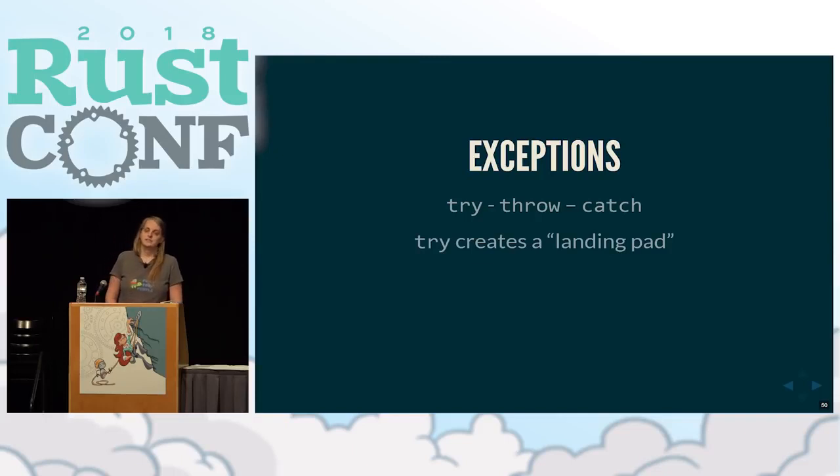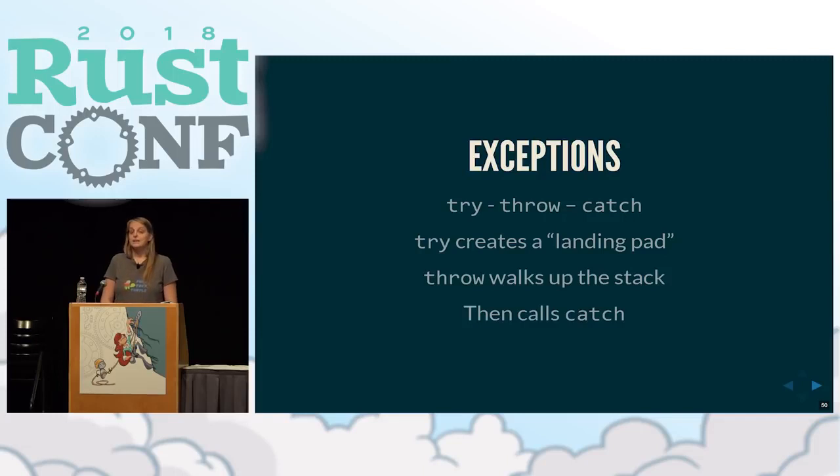What a try does is create a sort of landing pad that you can jump into later, and I'll go into the details in a bit. Then when you call throw at some point in your code, you start walking up the stack, the same way or similar to how you would unwind your stack. You go up until you find the landing pad and you jump into it. Catch blocks are then basically function pointers that you jump onto and call.